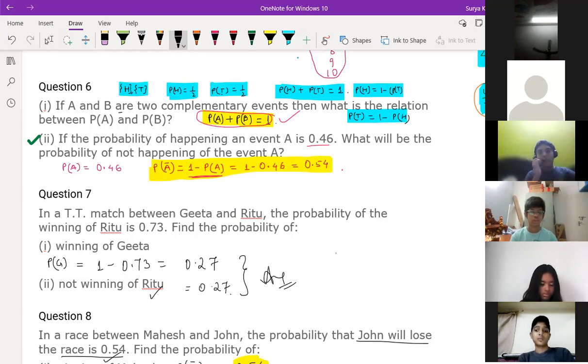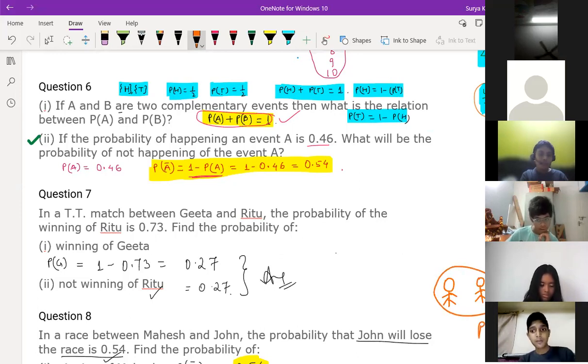If both happen, then it will be more than one, right? How will it be more than 1? Suppose you are Sai Ritvik, okay? And this is Sai Charan. Both are going to the same place. Suppose you are going to Goa to play on the beach. What is the probability that both will not go? The probability of not going is 0. The probability of going is 1. Probability is not more than 1.